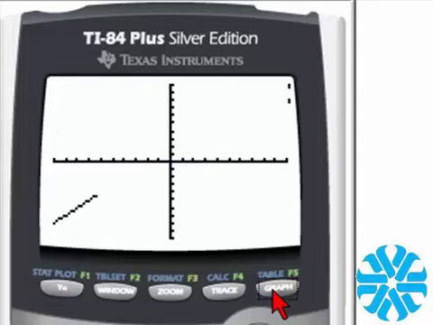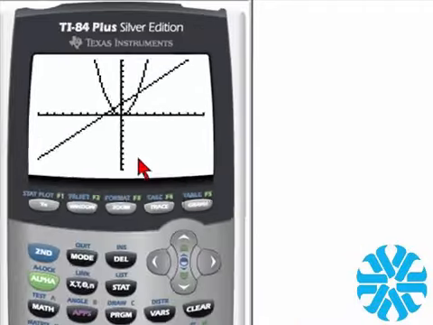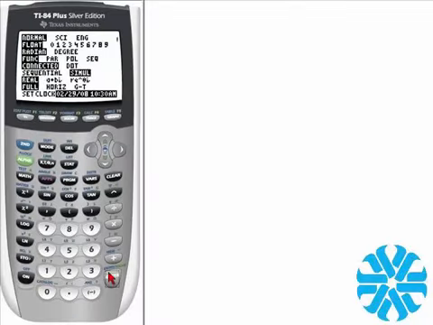As you can see in the simultaneous mode, both of the functions are being plotted at the same time, or simultaneously. Most of the time you will be graphing in sequential mode. So before we go on, let's go ahead and put the calculator back into sequential mode. So let's move the cursor down to sequential and then select Enter. And then we will quit out of this screen.